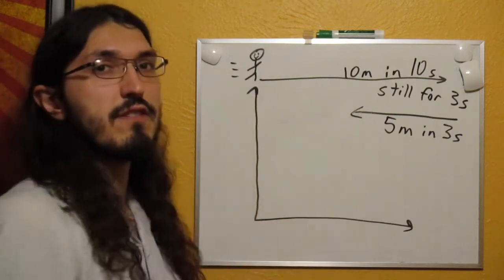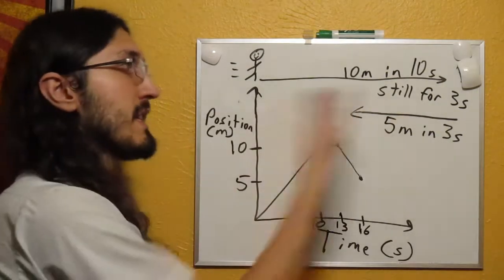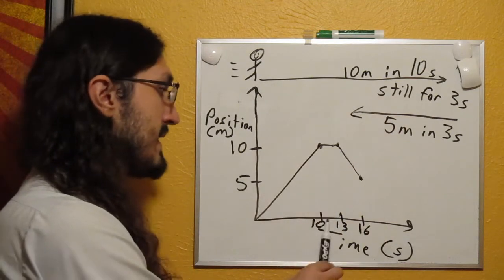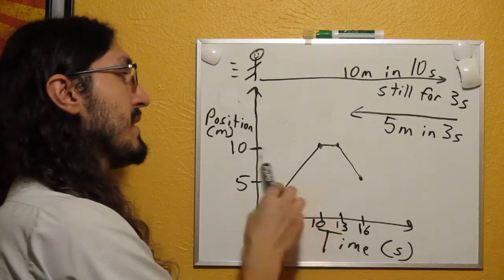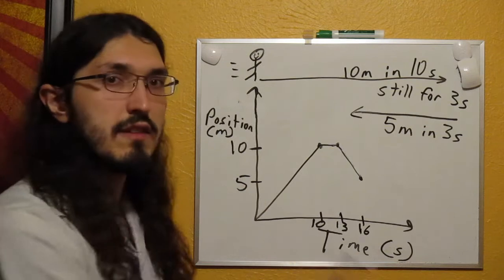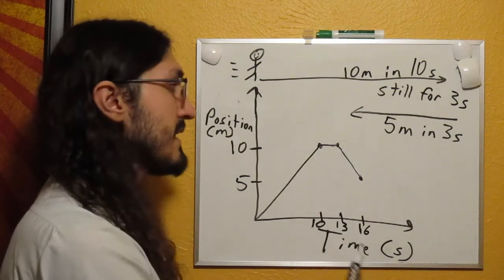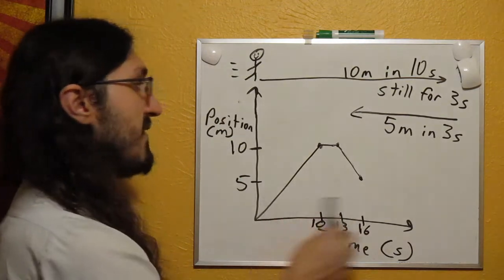Okay, I'm going to transfer this information into a position versus time graph really quick. Here's my graph for that same example. You can see that for the first 10 seconds, the student was moving in the positive direction until he got to the 10 meter mark. Then he stood in that place for 3 seconds, or from 10 to 13 seconds. And then from 13 to 16 seconds, he had turned around and went the opposite direction until he got to the 5 meter position line.